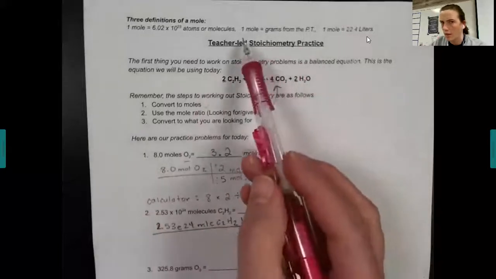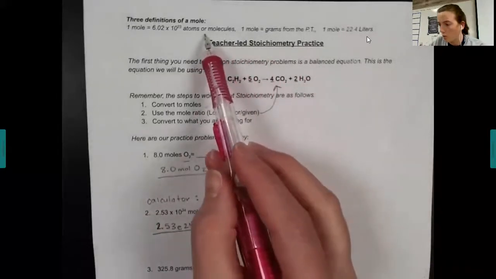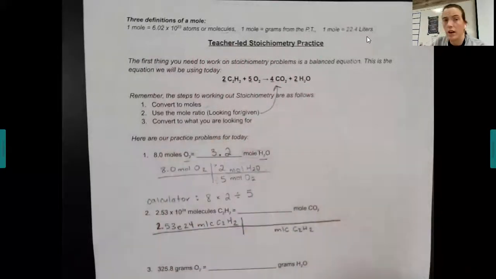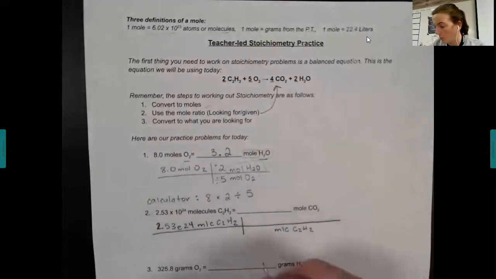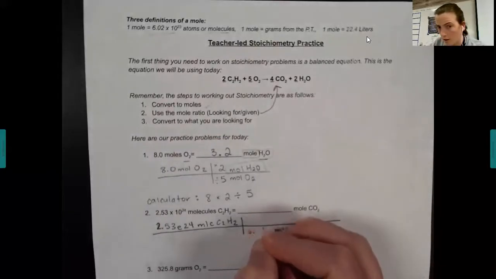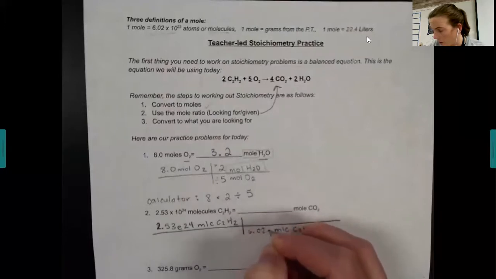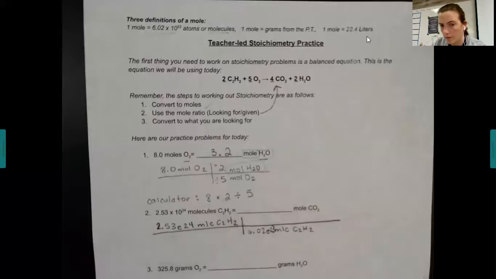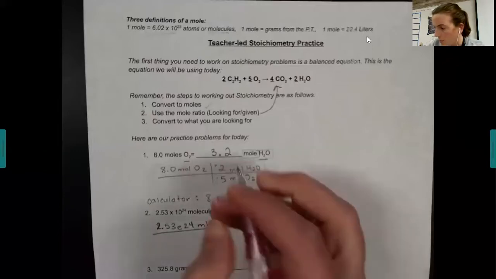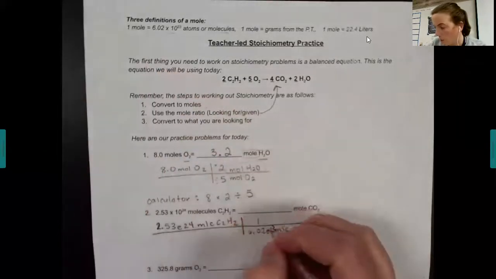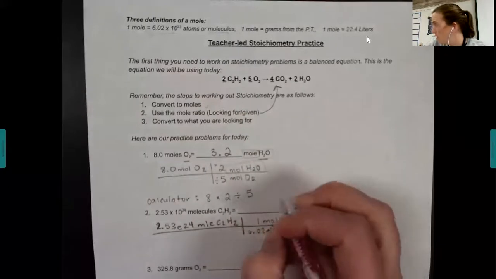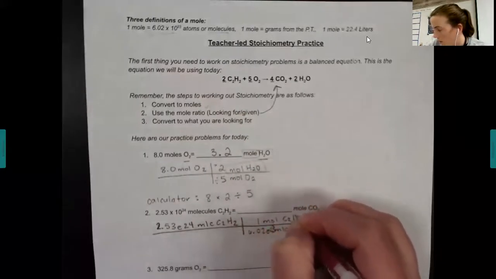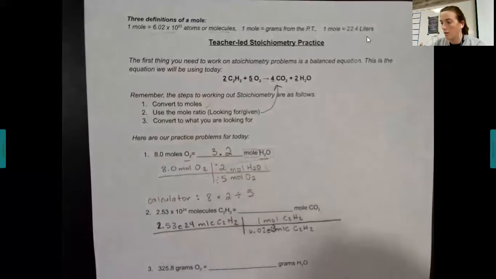Since we're dealing with molecules, if I look up at the top, the definition that goes with molecules is using Avogadro's number. So that's what number I'm going to put right here, 6.02 E23. Just kind of ran out of space there. And that's equal to 1 mole. So I'm going to write 1 mole C2H2. Okay, so this is step 1. We've converted it to moles.